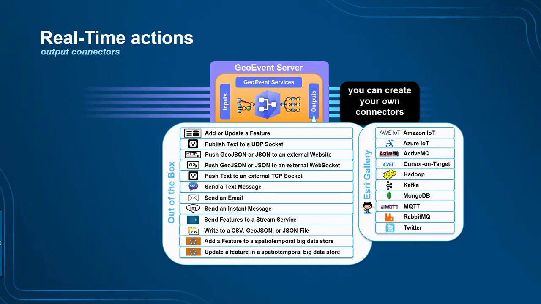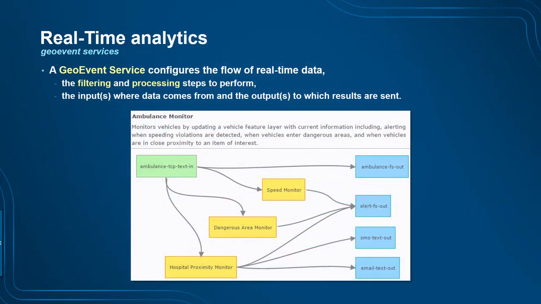So how do you perform real-time analytics? GeoEvent Service is the answer, which essentially outlines the incoming data. This includes input and output and processors, or maybe filters. As you can see here in the slide, we have an input which is listening to a TCP socket. We have 4 outputs on the right-hand side. The first is feature service out. And between the inputs and the outputs, we have 3 filters. The first is speed monitoring filter, speed monitoring processor. The second is a dangerous area monitor.